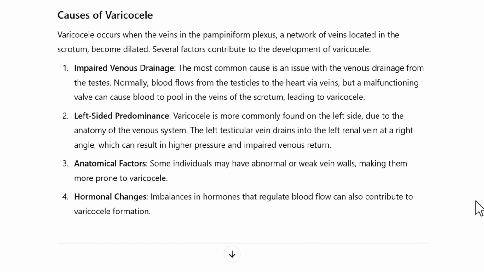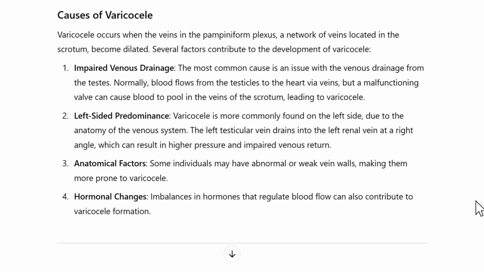2. Left-sided predominance. Varicocele is more commonly found on the left side due to the anatomy of the venous system. The left testicular vein drains into the left renal vein at a right angle, which can result in higher pressure and impaired venous return. 3. Anatomical factors. Some individuals may have abnormal or weak vein walls, making them more prone to varicocele. 4. Hormonal changes. Imbalances in hormones that regulate blood flow can also contribute to varicocele formation.